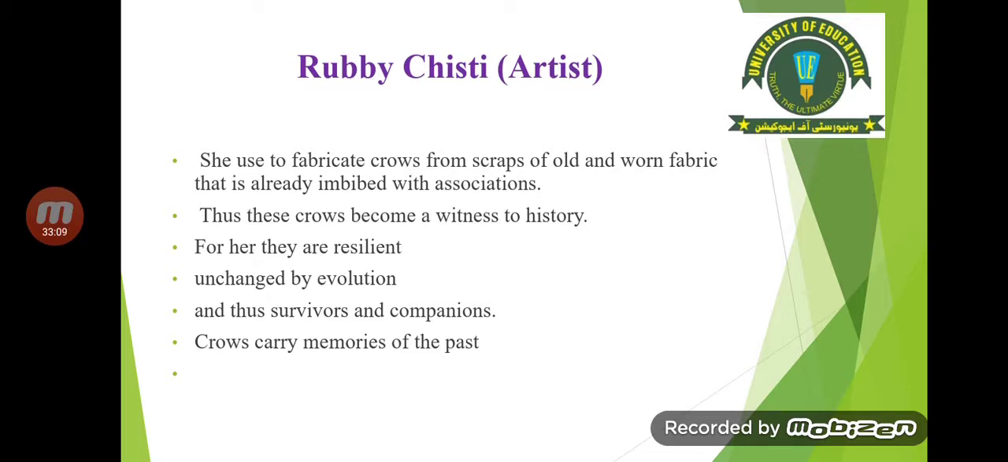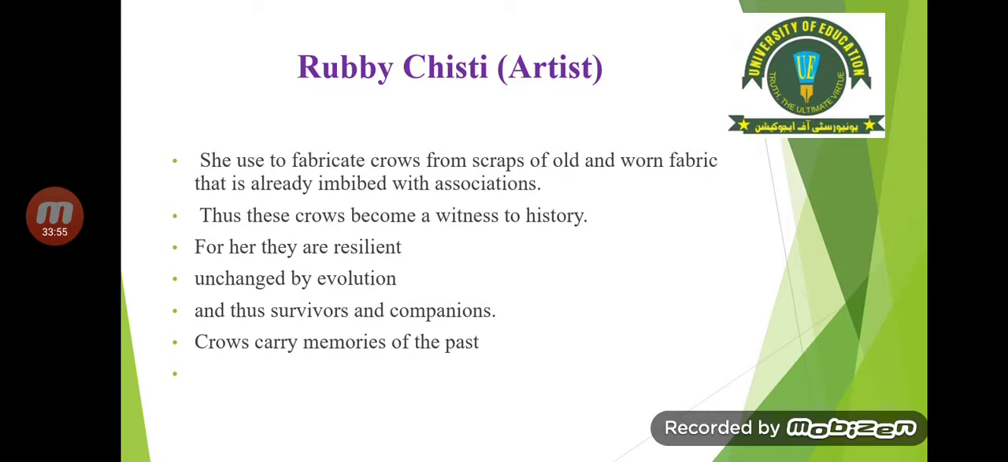Ruby Chishti, she used to fabricate crows from scraps of old and worn fabric that is already imbibed with associations. Ruby Chishti is another famous Pakistani artist, and she used to make sculptures as well, and उन्होंने crows बनाये हैं with the old fabric. Thus these crows become a witness to history. For her they are resilient, unchanged by evolution, and thus survivors and companions. Crows carry memories of the past.